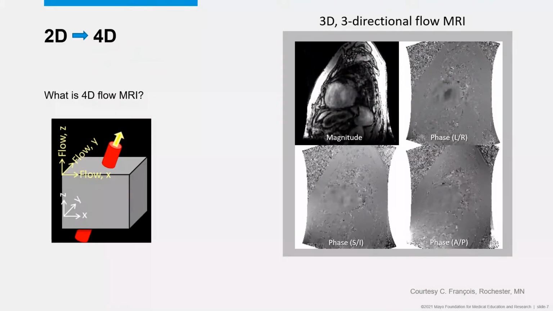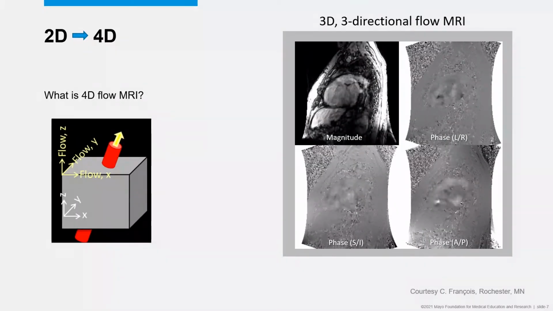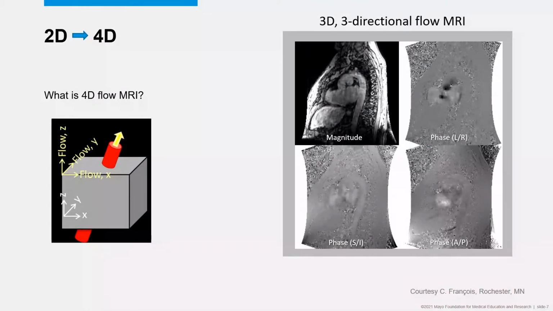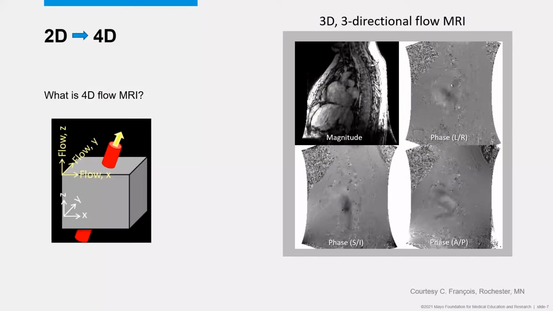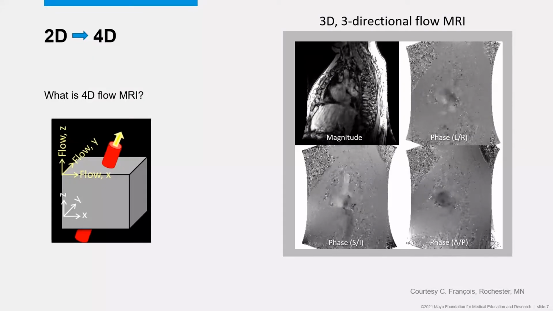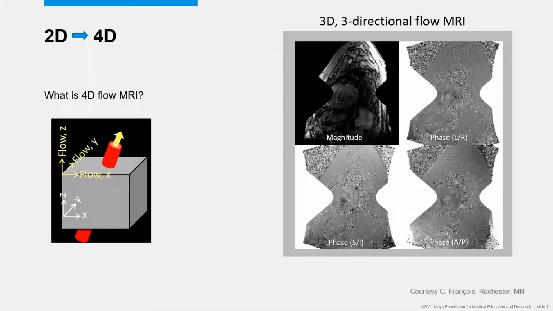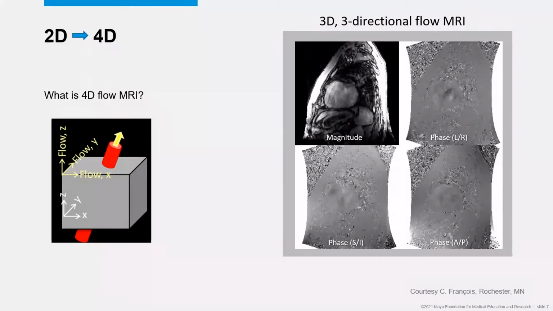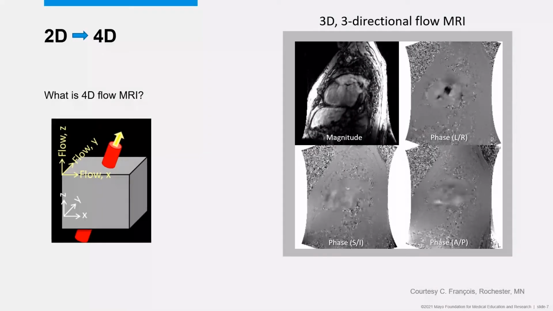So what is 4D flow MRI? It's a technique that can measure 3D blood flow over both space and time. Phase contrast cardiac MR of the whole heart with flow encoding in 3 spatial dimensions gives us the 3D component. When we acquire these images over multiple cardiac cycles, we're adding the fourth dimension of time.